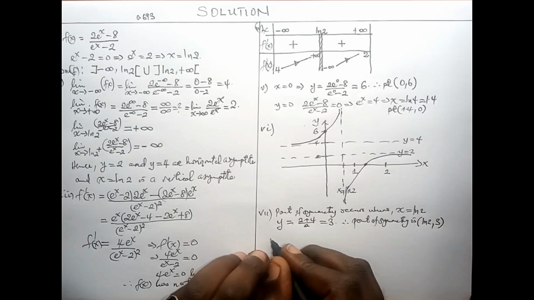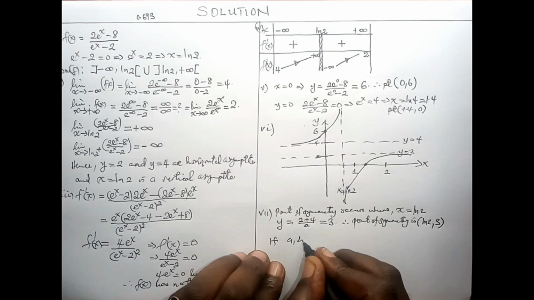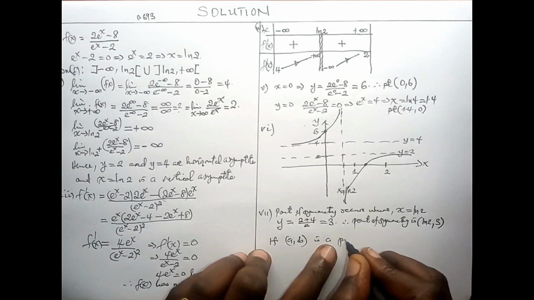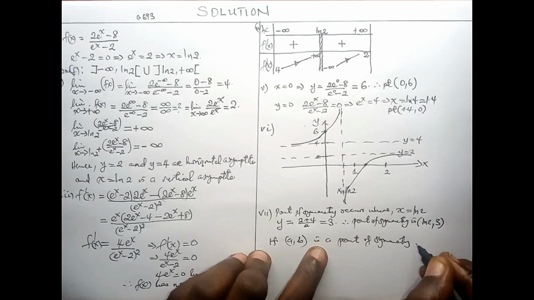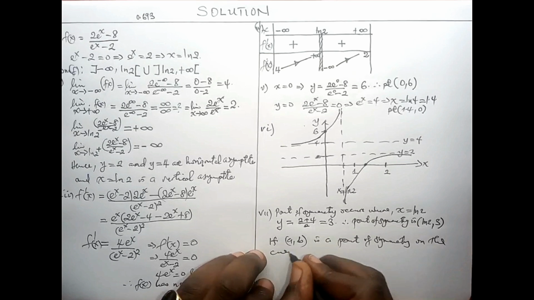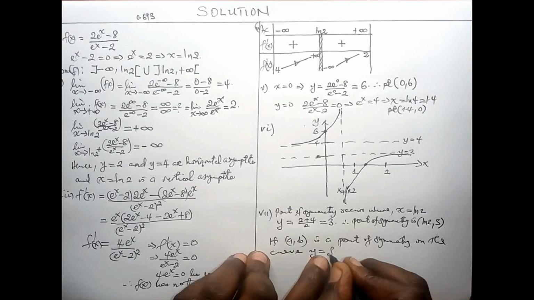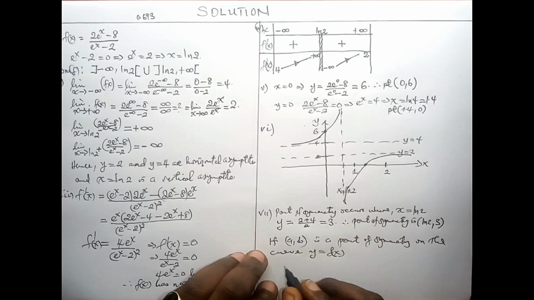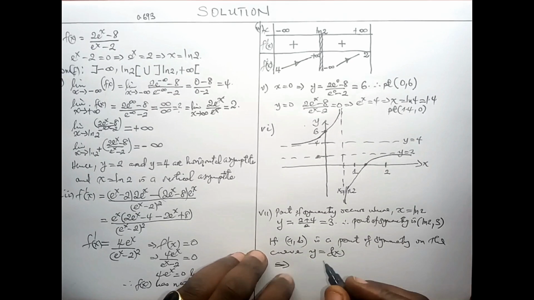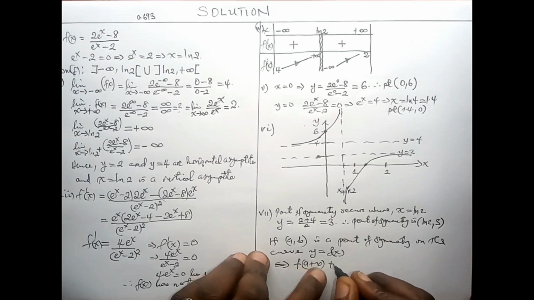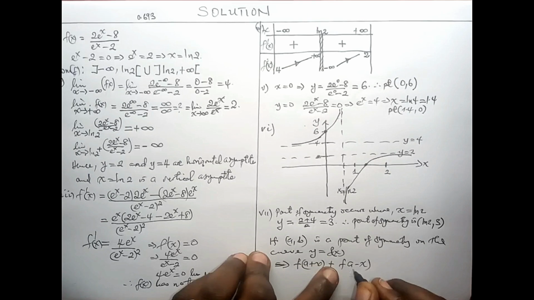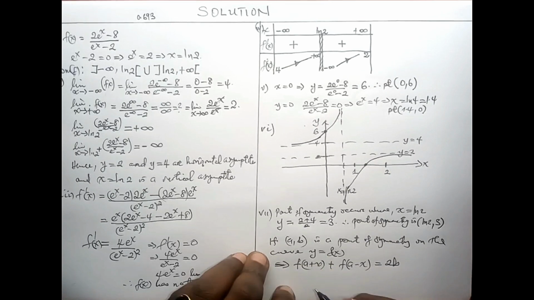Generally, if (a, b) is a point of symmetry on the curve y equals f of x, then if we prove that f of a plus x plus f of a minus x equals 2b, if we are able to show that this left hand side is equal to the right hand side, we would have shown it.